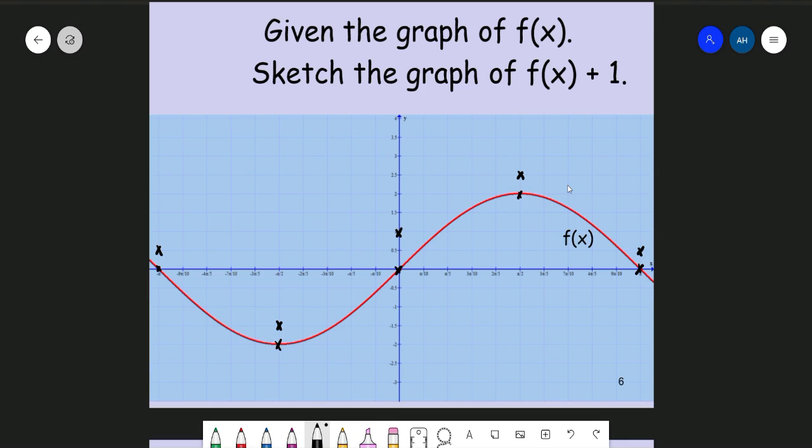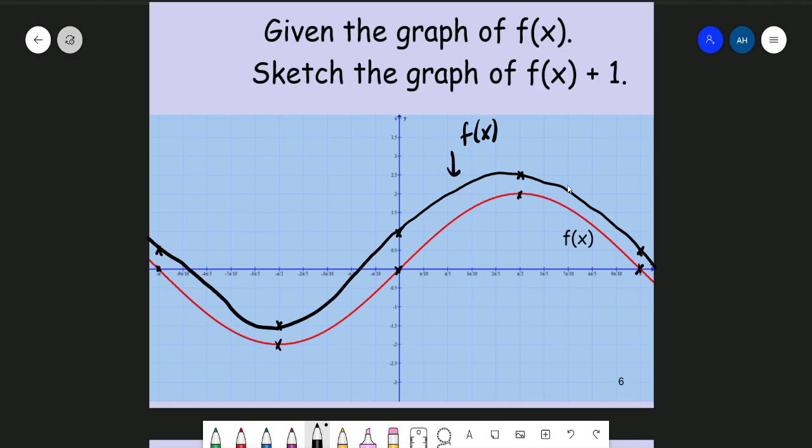So I hope you see the new graph will be at this position, roughly like this. Join all these points like that. So this is the graph of f(x) plus 1. This is the graph f; we move the graph 1 unit upwards like that.